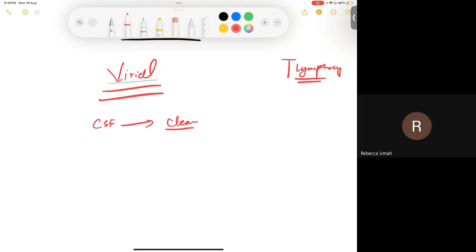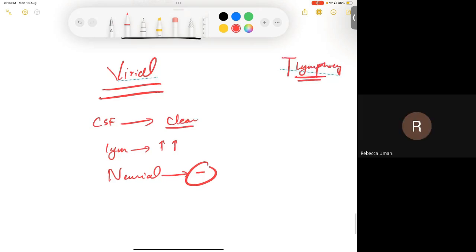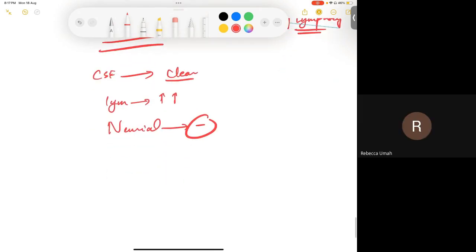So what will happen to the concentration of lymphocytes whenever it's a viral meningitis? It would increase a lot. What will happen to the level of neutrophils? That would be normal, no neutrophils. And what will happen to the level of glucose and the level of proteins? What do you guys think? Glucose will be normal, and the protein will be high.